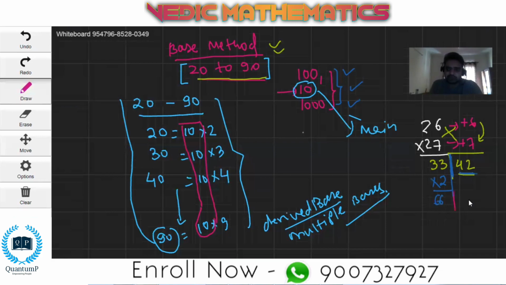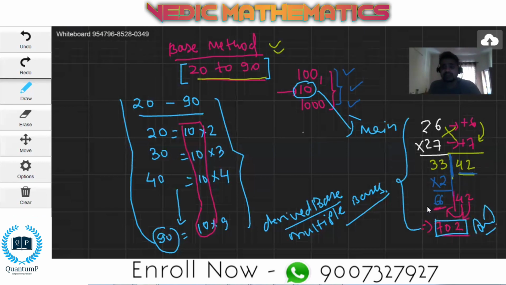So 42, then this 4 will shift to the left hand side. So 66 and 4, which is 70. So let's write 70, and this 2 is here. Okay, so we have now 702, which is our final answer. Okay, right? So in this way we can do it.